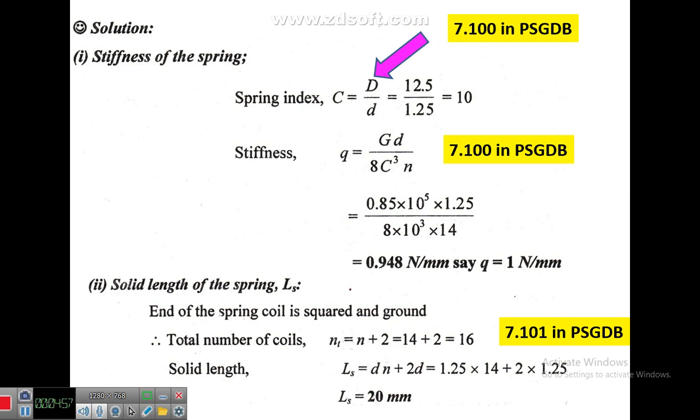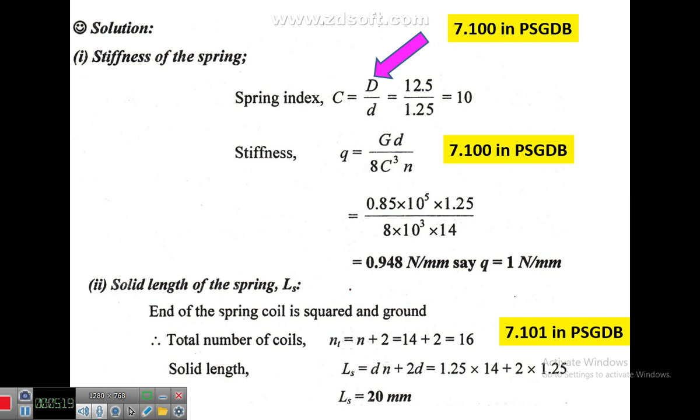Then the second one is solid length. We have to find the Ls value that is available on page number 7.101 in the PSG data book. So we consider it's squared and ground. So the total number of coils nt equal to n plus 2. So already we have the value of n. So substitute in that, you're going to have 16 as the nt value.